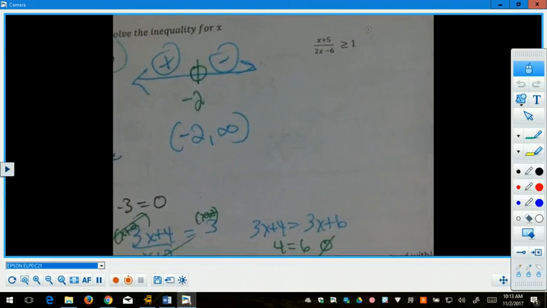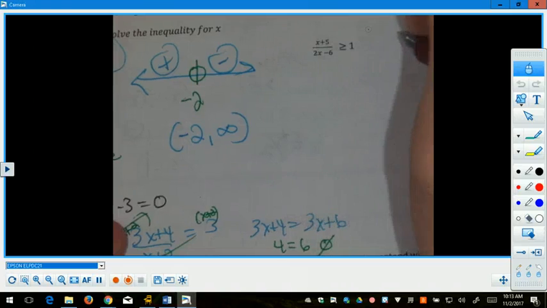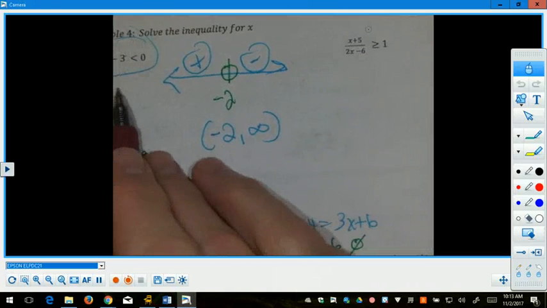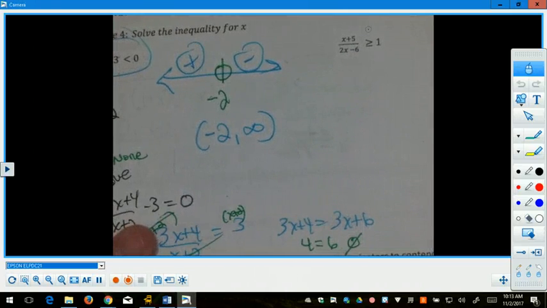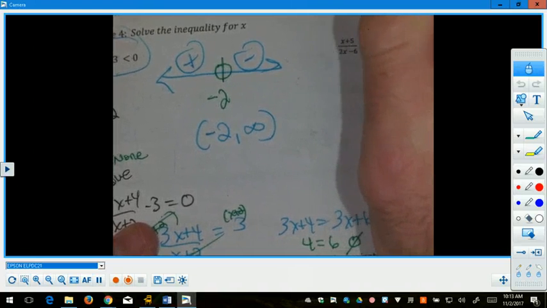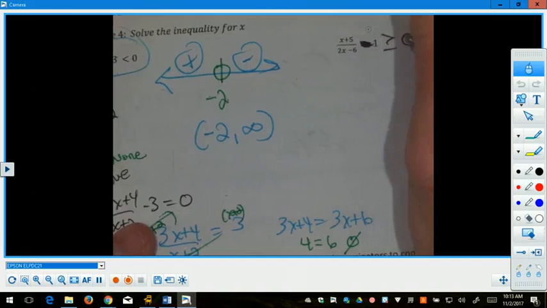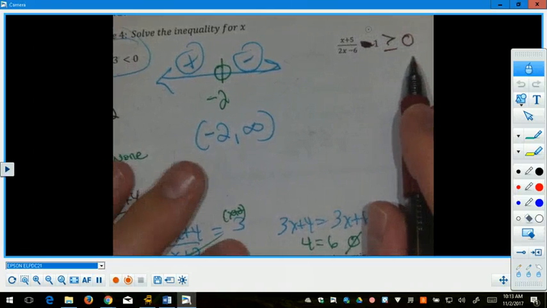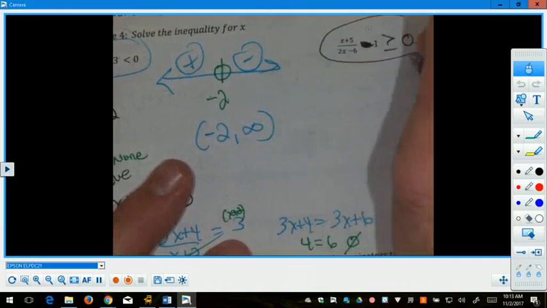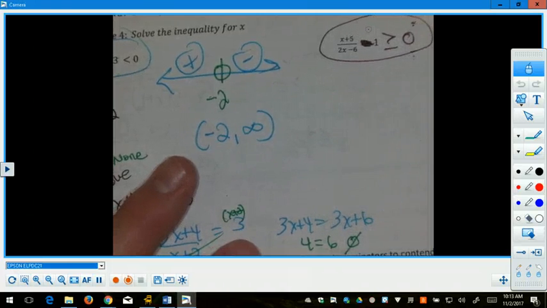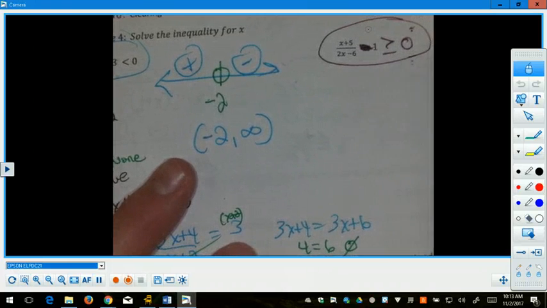All right, for our last problem here, same idea, except when we're solving inequalities, what do we need to compare it to? Zero. So I'm going to subtract 1 from both sides so that I can compare this to 0. When I'm solving my inequality, I'm going to be considering this. That's what my sign chart compares it to.